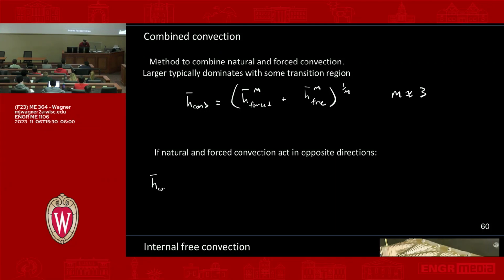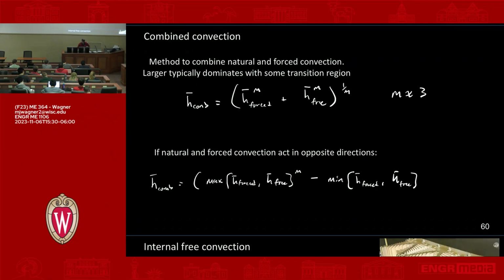So it'd be H bar combined is equal to, now let's take the maximum value of either h bar forced or h bar free, take that to the m power, and then take the minimum of those two values, h bar forced, h bar free, take that to the m power, and then take all of that to the 1 over m power. So this is a situation where you'd now be able to account for one counteracting the other. It's a little weird, but I guess you could think about it.